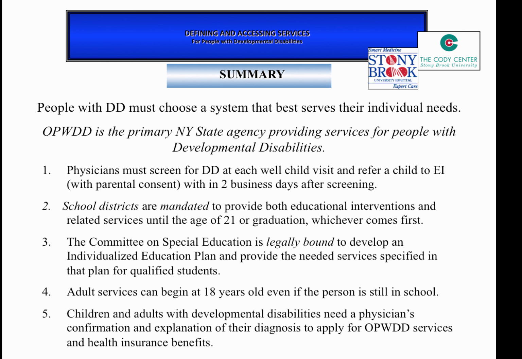So just something to keep in mind, along with this fact that once a young person turns age 18, they're both eligible for OPWDD services, which is really good, but they're also an adult, and all those HIPAA privacy rules fall into place for them, and we need to think about legal guardianship at age 17, a year before that. Start the process. Again, another lecture. And then the last thing on this slide would be that children and adults with developmental disabilities need a physician's confirmation, an explanation of their diagnosis, to apply for OPWDD services and health insurance benefits. Make sure that the developmental disability is charted and put into that child's medical records before age 22. Don't wait.